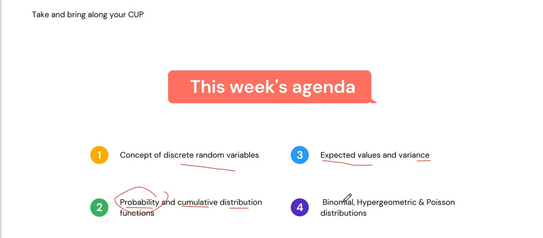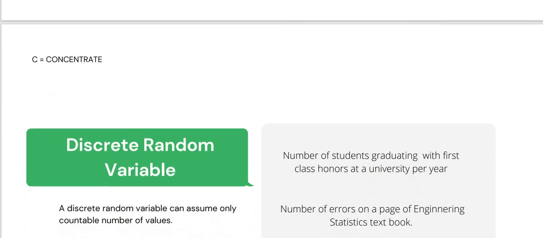And the last one will be the binomial, hypergeometric and Poisson distribution. So this is a type of distribution. We have 3 types of distribution for the discrete, and when we come to another chapter, chapter 4, maybe next week, they have other types of distribution.